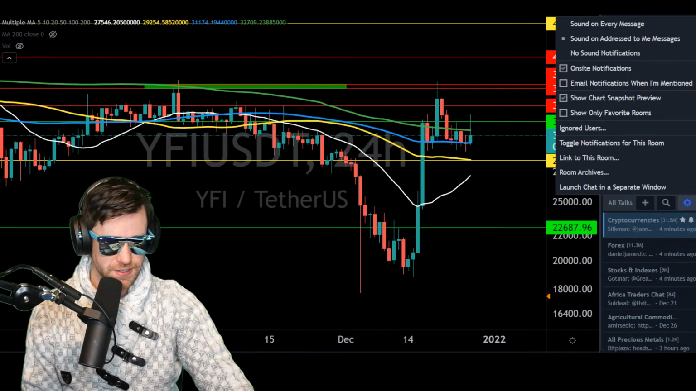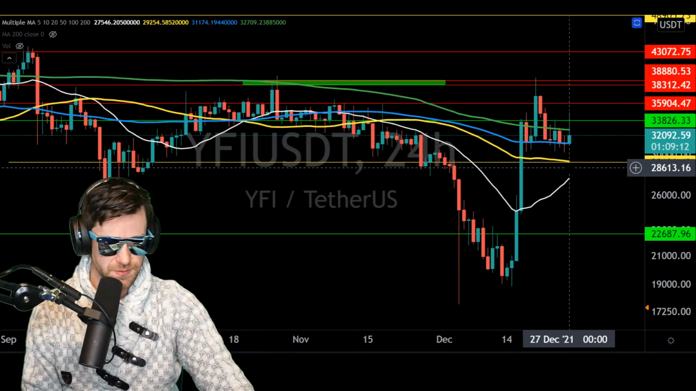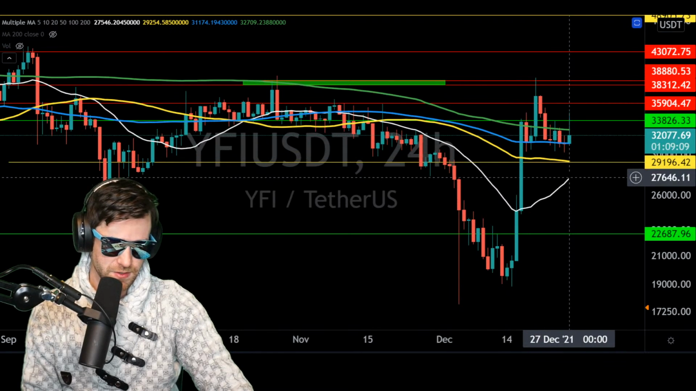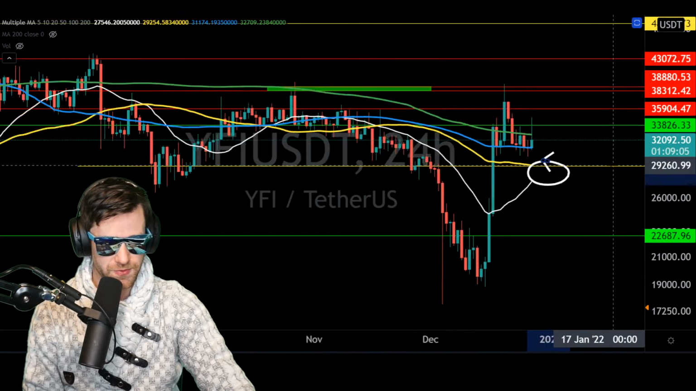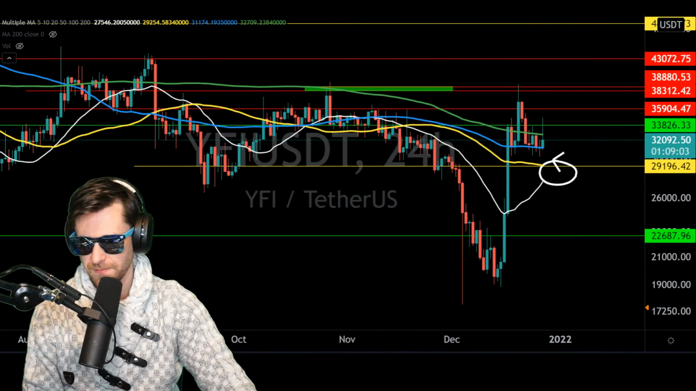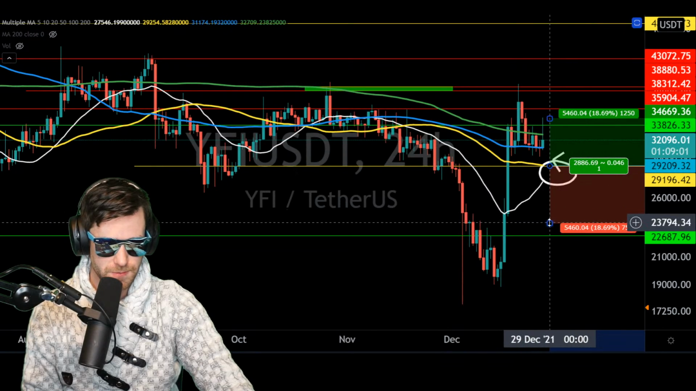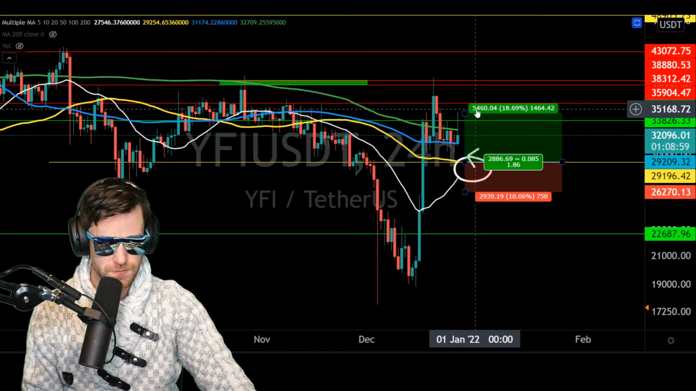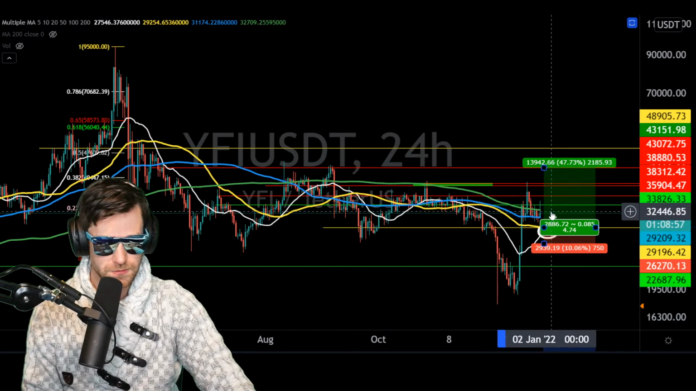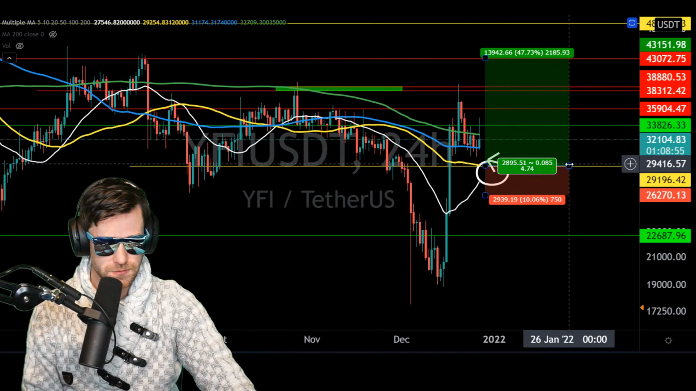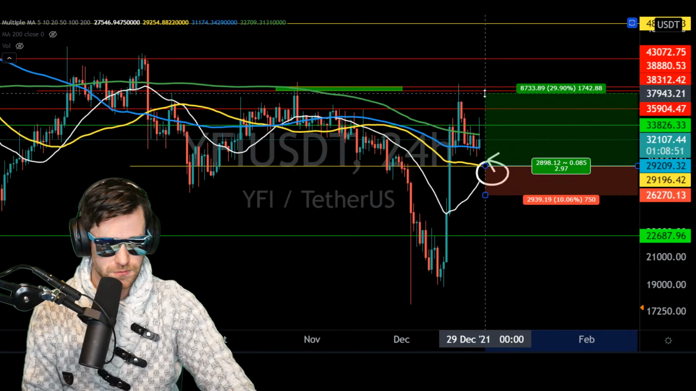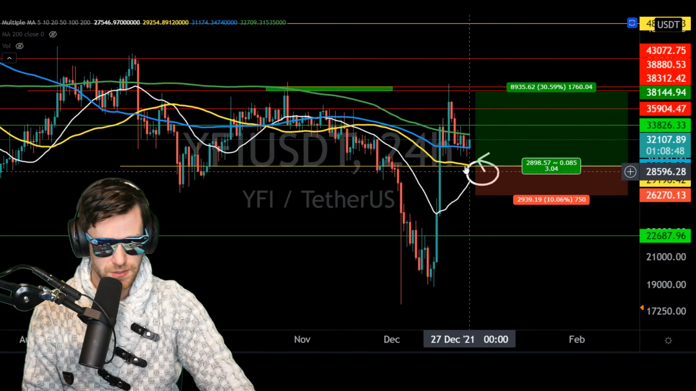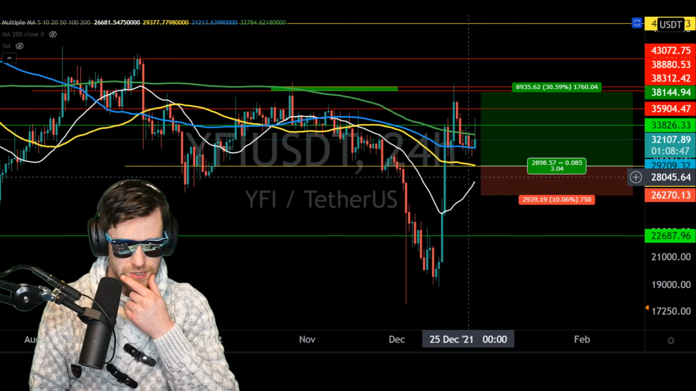On the daily, looks like you're struggling with the 200, but you are above 50, and the 50 and the 20 are going to look to cross bullishly. It seems at around 30K, that might be the entry. That's the trade.